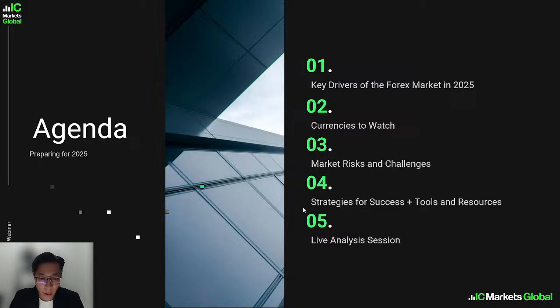Alright, then the last part we will be going through some pairs, right? So basically a very simple live analysis session on what are some pairs that you can look for, which is similar to the second part, which is the currencies to watch. Alright, so yes, if there are any questions along the way, please feel free to type in the live chat. Alright, so that I'll be able to guide you guys on what you can do in order for you to have a better year in 2025.